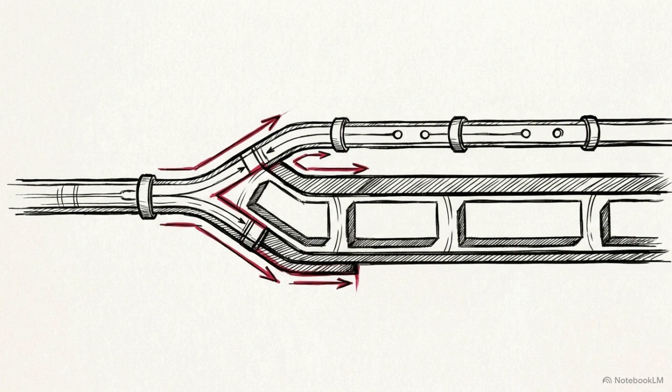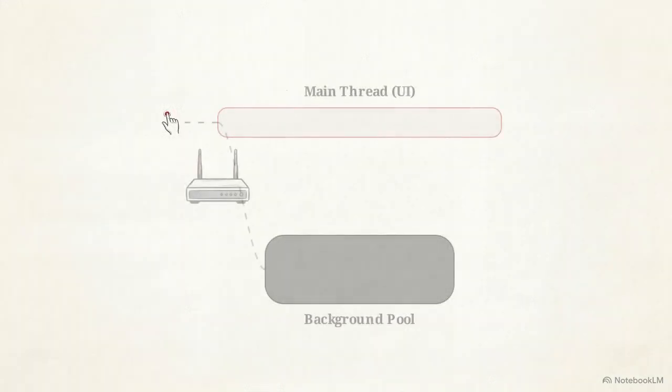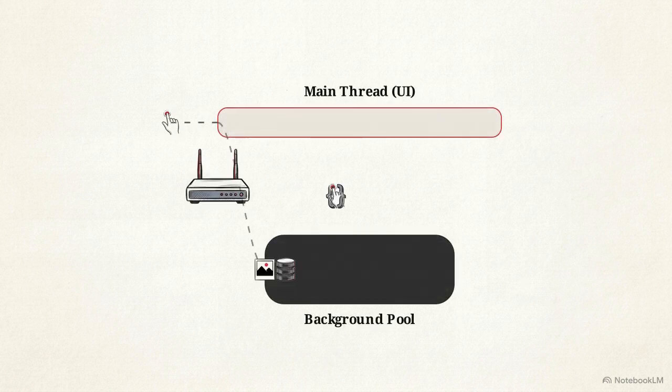execution segregation. To protect the 16.6 millisecond rendering loop, heavy tasks are routed away from the main thread entirely and moved to a parallel background pool. High-latency database queries and high-compute image operations are assigned to these secondary threads. This segregation immediately frees the main thread. It can continue processing user inputs and rendering intermediate states, like loading animations, without interruption.